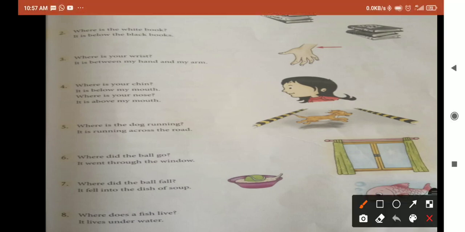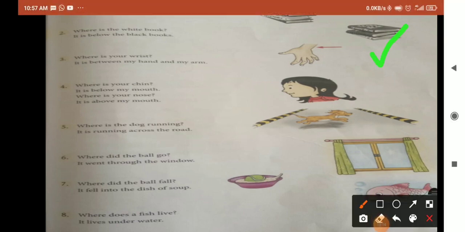Similarly, where. Where is the white book? Here whenever we have to ask the position of anything we have to ask by the word where. So where is the white book? It is between the black books. Similarly, next question, where is the white book? Here again it is below the black books.